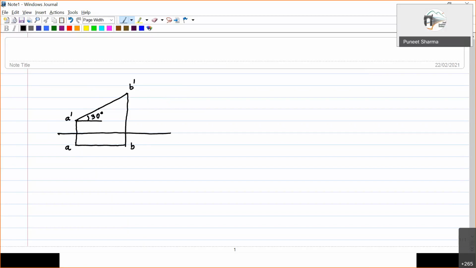And of course, you don't need to calculate it. Here you have to do it graphically. So this is how you solve this.